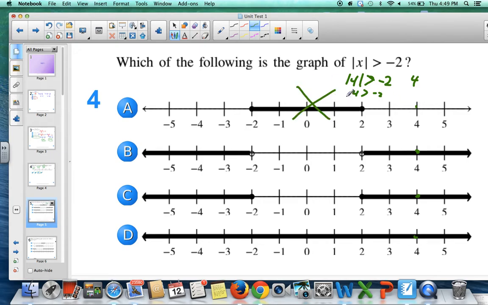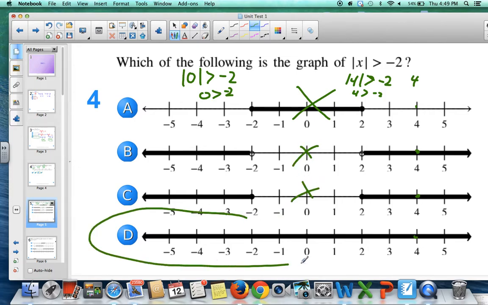Let's pick another number. We'll pick a number in the middle, maybe somewhere like 0. Absolute value of 0 is greater than negative 2. 0 is greater than negative 2. That's actually true also. So 0 has to be a solution. It's not a solution here and here.